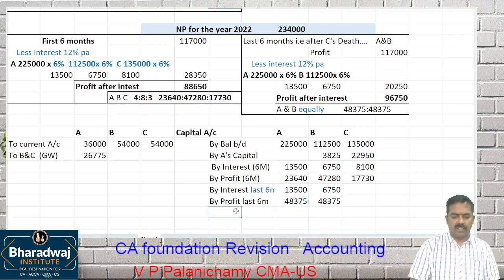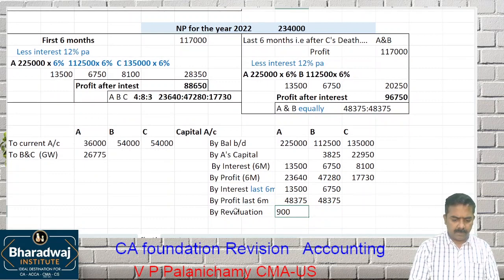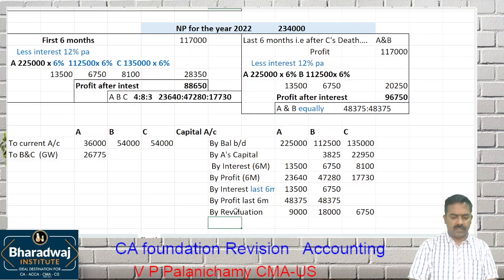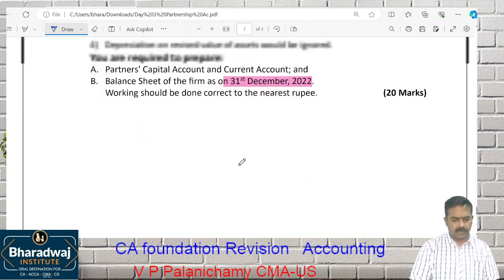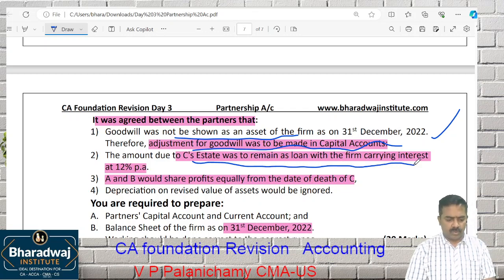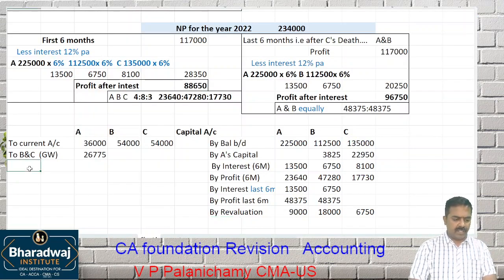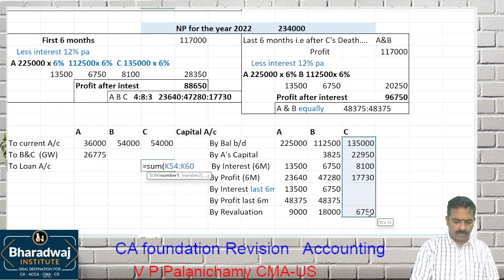Then is there a revaluation profit? What is the revaluation profit? 9,000, 9,000, 18,000, 6,750. Look for any specific adjustment given. Goodwill is adjusted in the capital account. C's will remain as which one? Loan. So it will be transferred to the loan account.